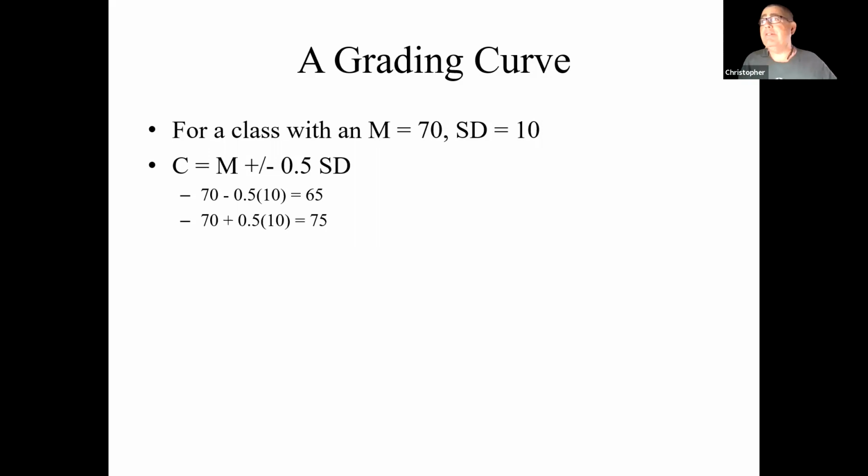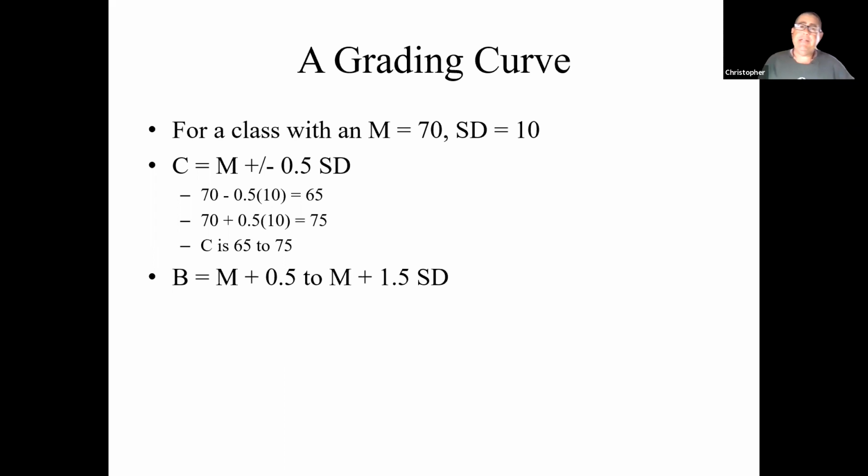Now again, that might sound good to you because you're used to hearing you need 70% for a C, but if the class mean is actually 70%, we're going to see that that means something different than if you were in a class where the mean was 85% or something. The C ranges here from 65 to 75.